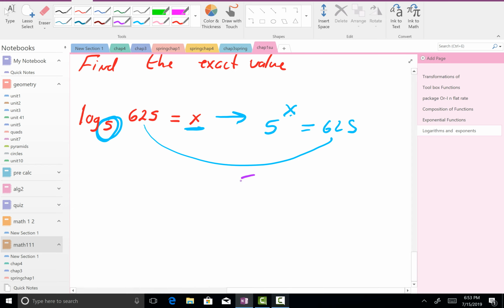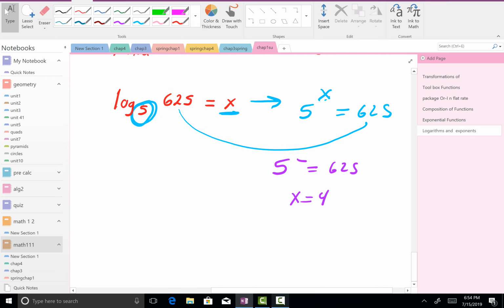In the book, of course, they're going to make these really nice. So all we've got to do is figure out what that power is. Well, 5 to the second is 25, 5 to the third is 125, 5 to the fourth is 625. So the answer must be 4. They're not going to give you one that doesn't work, because they want an exact answer without a calculator. So it's going to be 4.